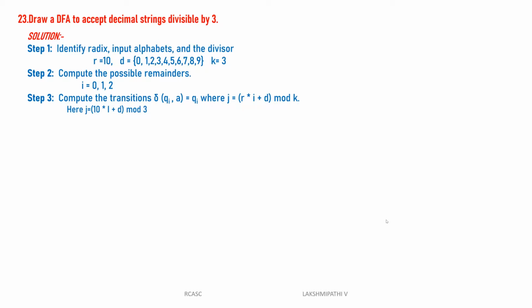Then we come to computing the transitions. This is the common equation: the transition of q_i on a is equal to q_j. Here i is called the remainder. After simplifying, j is equal to (r into i plus d) modulo k. That is, multiply the radix with the possible remainder i, plus the input symbol, modulo k. Here j is equal to (10 into i plus d) modulo 3. Then we'll go for computing the transitions.